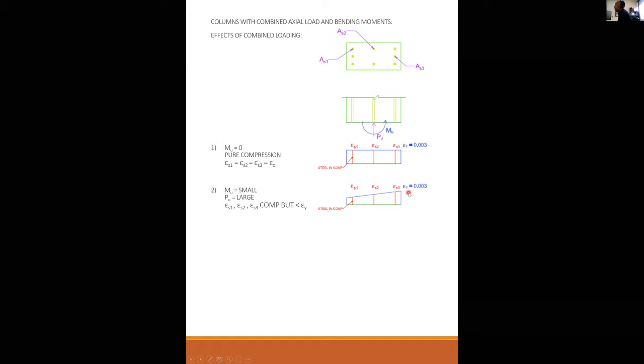But notice that it goes from the maximum strain down to something less than maximum strain. So the strain in this third row is close to 0.003, but the strain goes down as you get further away from the compressive side, okay? So epsilon S1, epsilon S2, epsilon S3 are all still in compression, but they're going to be less than the yielding strain.